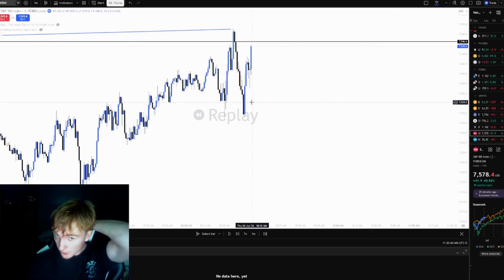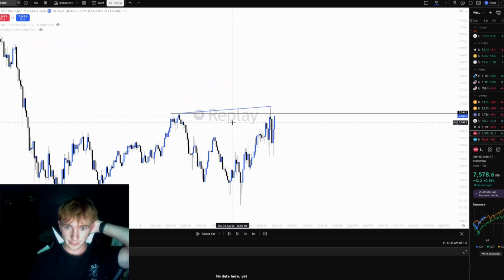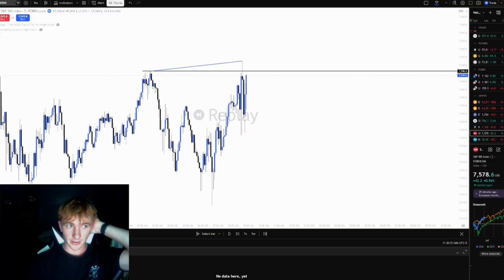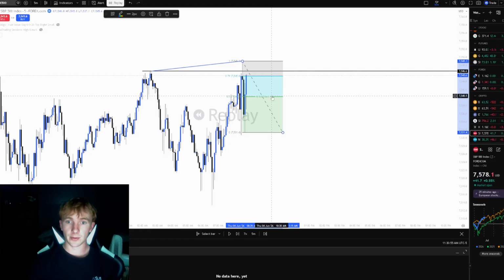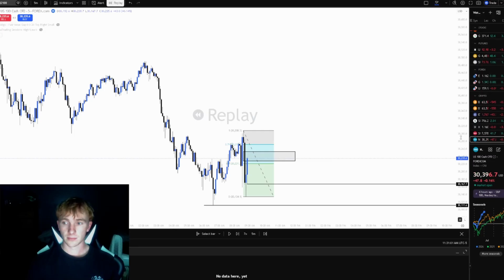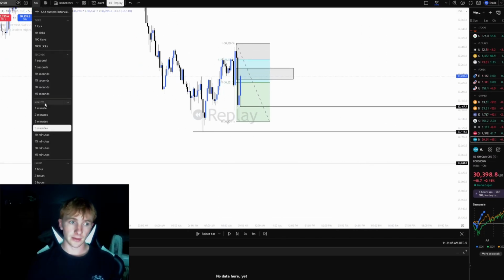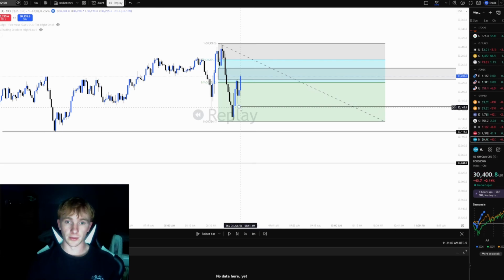What is ES doing? ES is kind of just doing the same thing pretty much, but a little bit more choppy. Right now we have equilibrium for ES. How I feel about ES is that I feel like ES wants to go up, so I'll explain what I did in a second. So we tap into that gap, and like I said, I'm waiting for my 1 minute break right here.